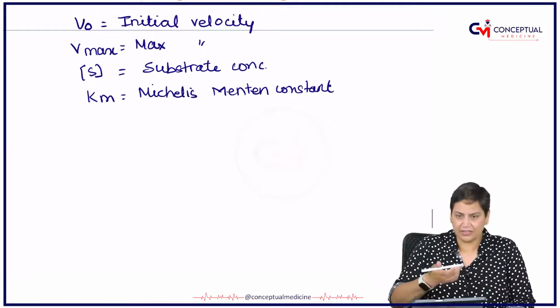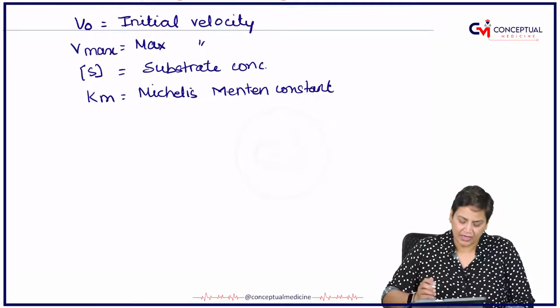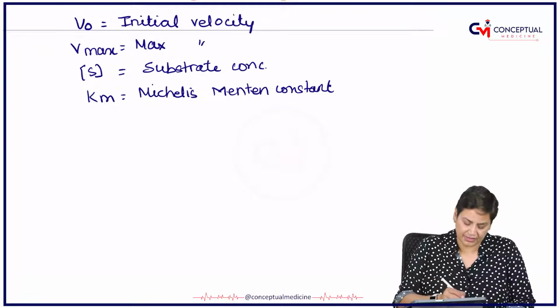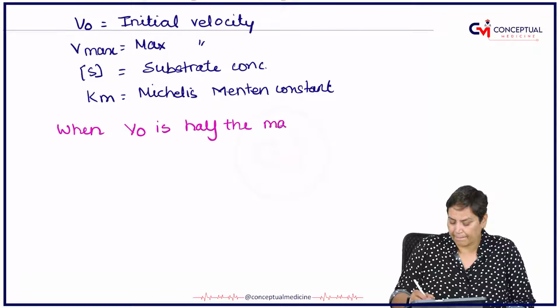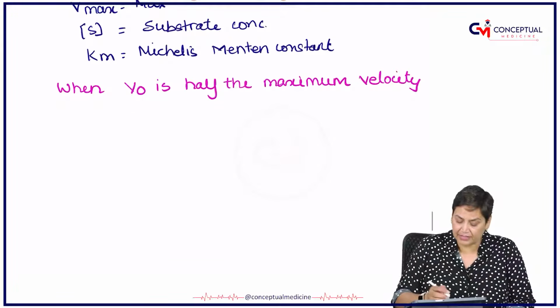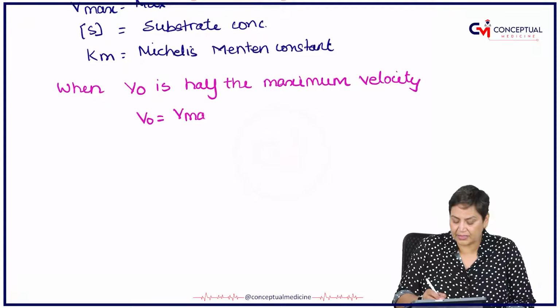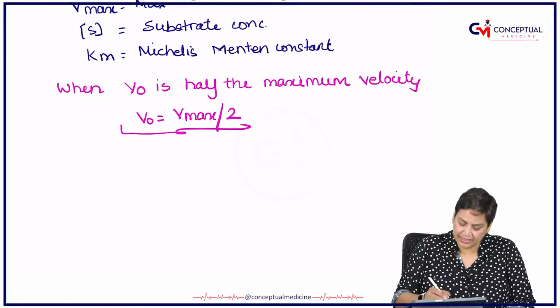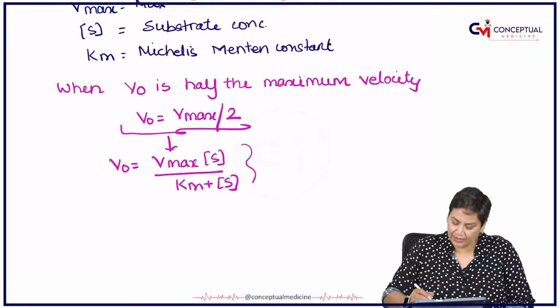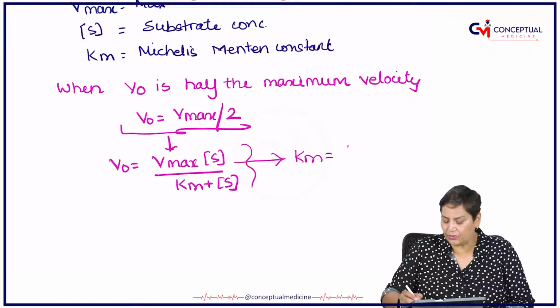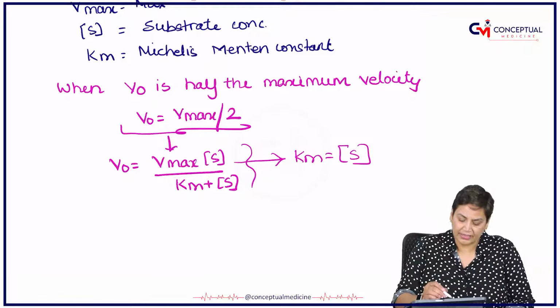Now just now we saw that it gives a hyperbolic graph. Now the question, which is very, very important, is what happens when initial velocity is half the maximum velocity? V0 is equal to Vmax by 2. And if we put this in this equation, V0 is equal to Vmax S over Km plus S, and if we calculate it, it comes out that Km is equivalent to the substrate concentration.